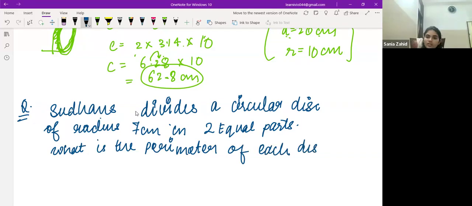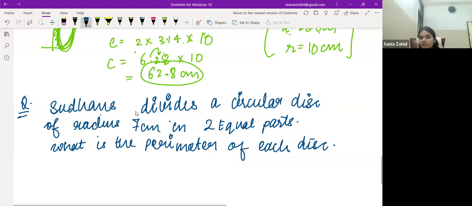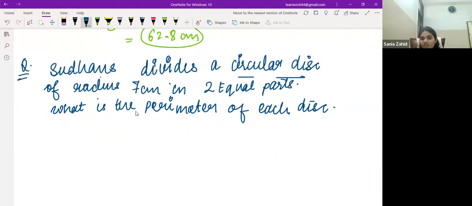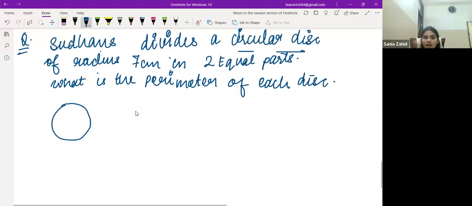So what is given to you? There is a circular disc. So this is a disc, circular disc. And what does Sudhanshu do? Sudhanshu divides this into two halves. Okay, so he is dividing it into two halves. So how does it become? What are the two parts?